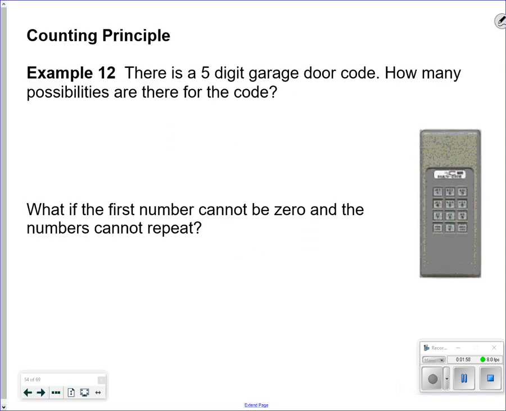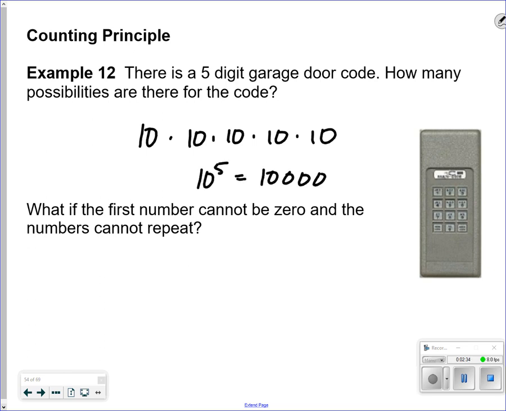There's a 5-digit garage code. How many possibilities are there for the code? Now there are 10 numbers, 1 through 9 plus 0. So you're talking about 10 times 10 times 10 times 10 times 10, because any number can be the first one, any number can be the second one, and any number can be the third, and so on, the fourth and the fifth. So you're talking about 10 to the fifth power, so 100,000 different garage door codes.